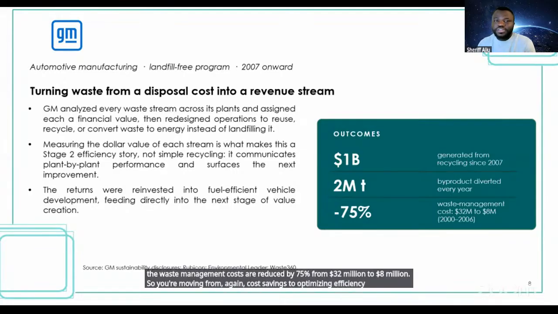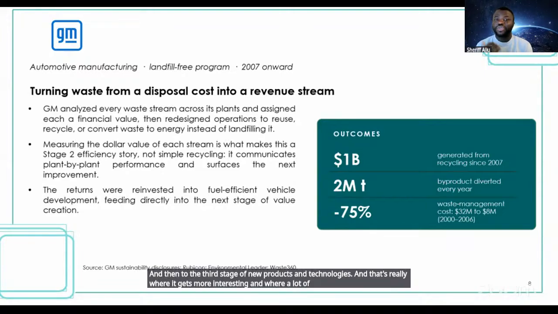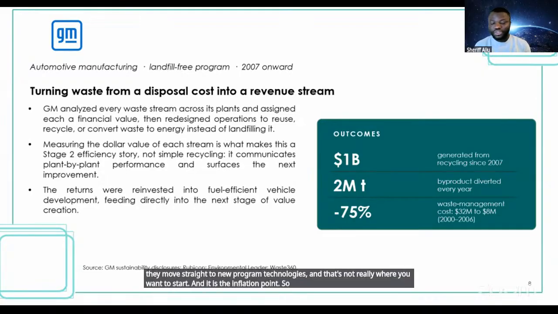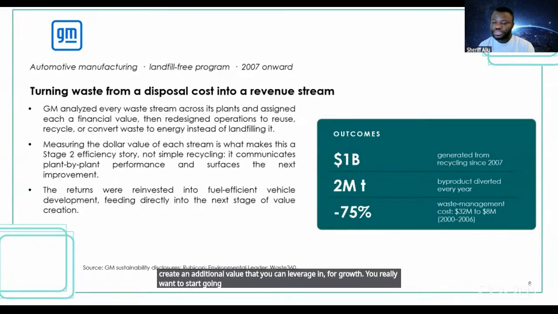And then to the third stage of new products and technologies. And that's really where it gets more interesting and where a lot of organizations always get it wrong when they're thinking about sustainability as a growth strategy. They move straight to new products and technologies. And that's not really where you want to start. It is the inflection point. So the first two were really about solidifying, protecting your base, protecting your value. At this point, you really want to start creating additional value that you can leverage for growth. You really want to start hunting for those opportunities. But importantly, before you do that, you're not leaving any money on the table. You've done the first two processes.